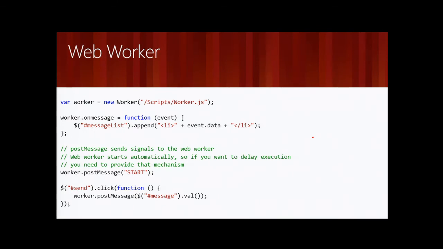So in this example, if somebody clicks the send button, we're going to post whatever is in the message input box to the worker. Anytime the worker responds to us, we're going to receive that response and add an LI, or list item, to some sort of message list. So I'm assuming this is an unordered or ordered list.